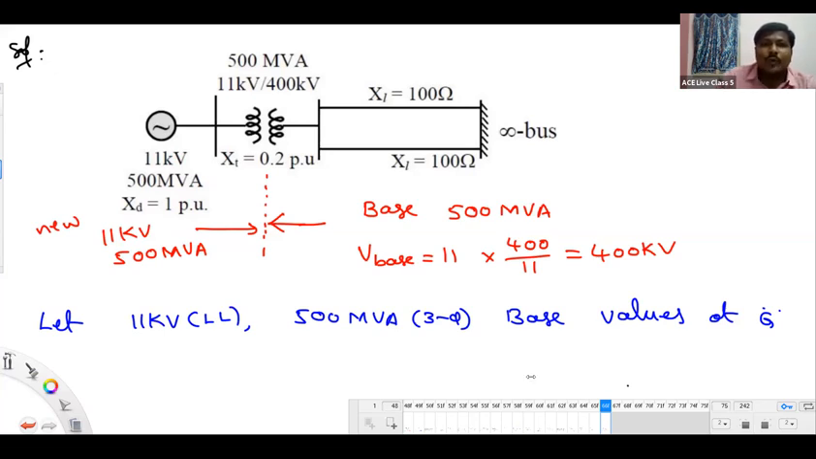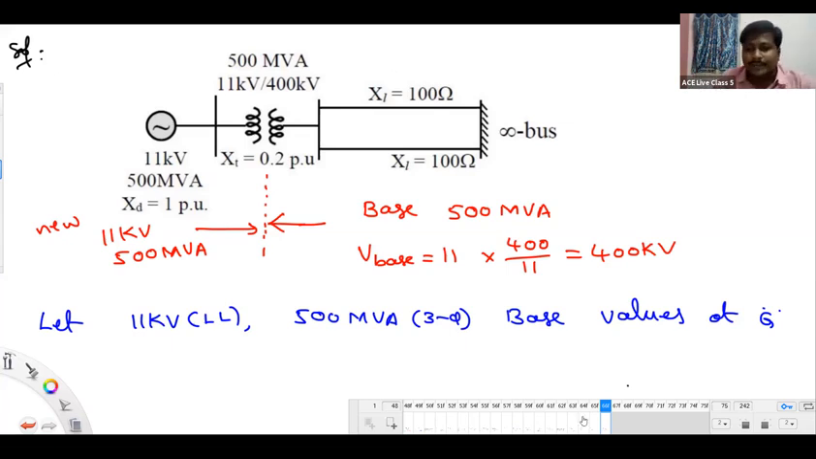Primary side. What's the old base on primary? 11 kV 500 MVA. What's the new base on primary? 11 kV 500 MVA. So you need not modify the transformer reactance in per unit form. But the line reactances are given in ohms, so we have to convert the line reactance into per unit form. Not only that, the internal voltage of the alternator and the infinite bus voltage values also we should convert into per unit form.